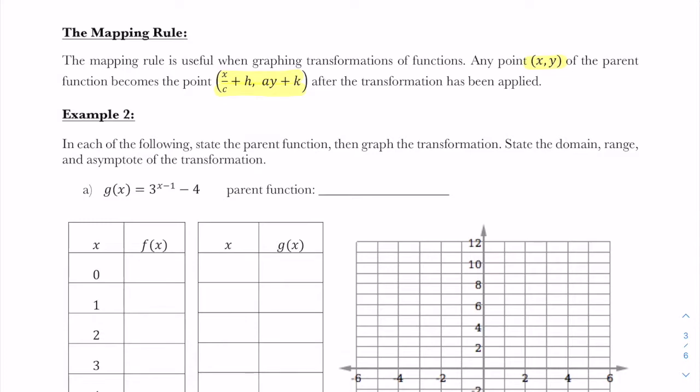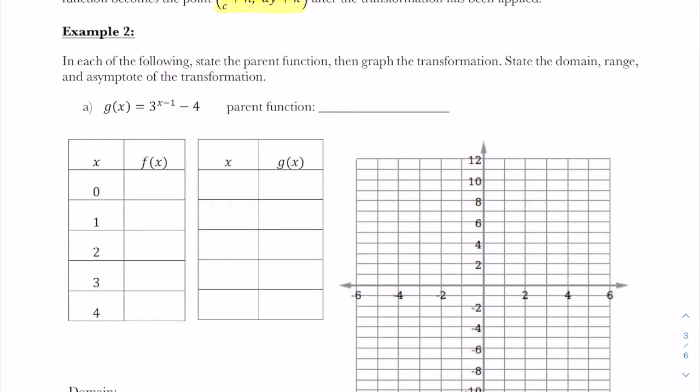Let's explore this in an example. We're going to go ahead and plot the parent function along with its transformation and then state the domain and range. Let's get started. So we're given the function g of x equals 3 to the exponent of x minus 1 take away 4. First off, recognize that the parent function is f of x equals 3 to the exponent x.